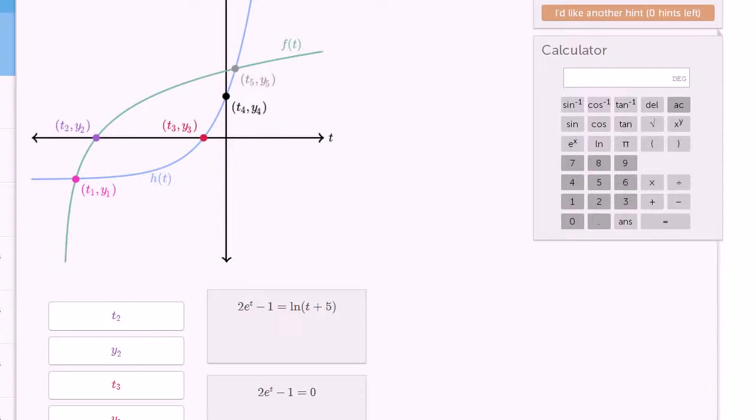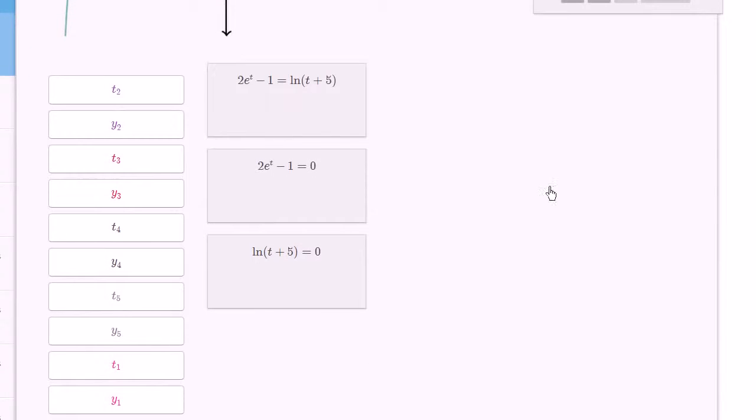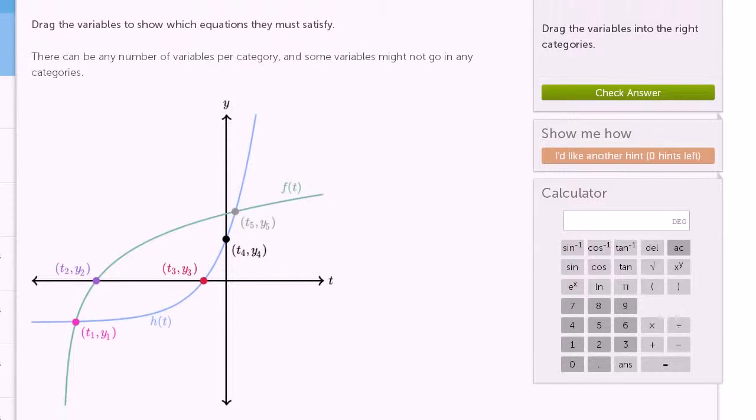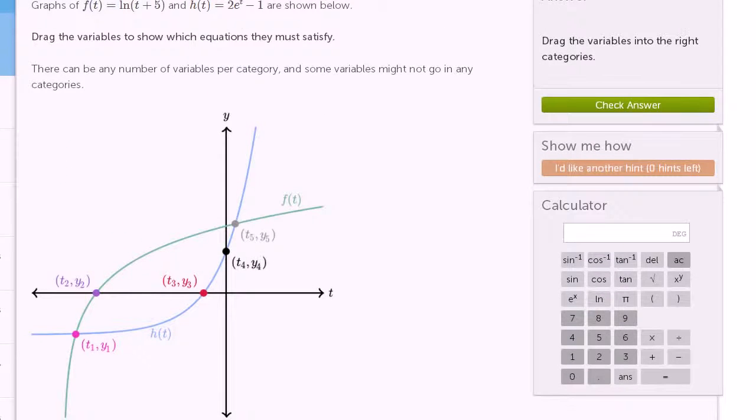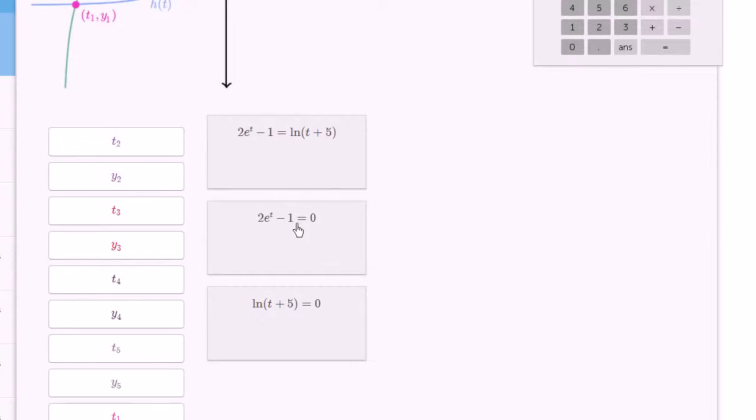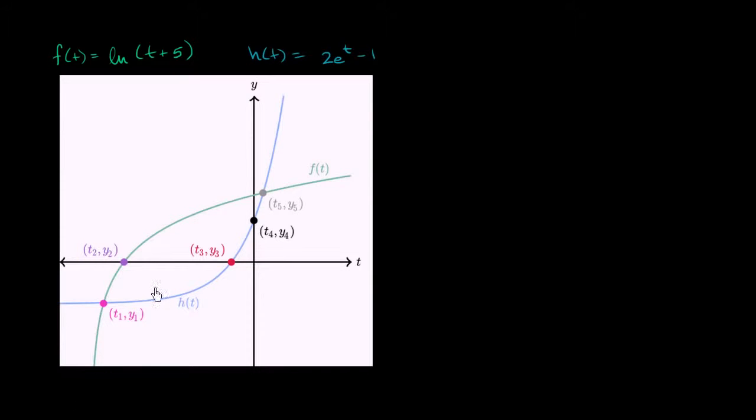And so the three different buckets that they give us are essentially setting the two functions equal to each other, setting 2e to the t minus 1, which was h of t, so this is essentially setting h of t equaling 0, and this is f of t equaling 0. So let's take each of them in turn, and I copy and pasted this onto my scratch pad so that we can work through the math.